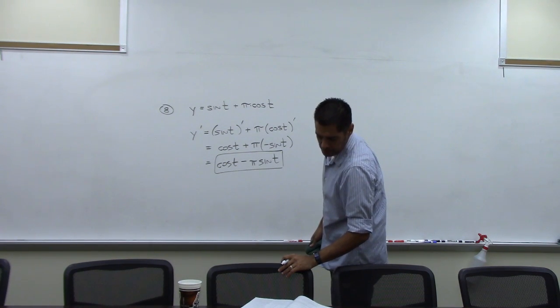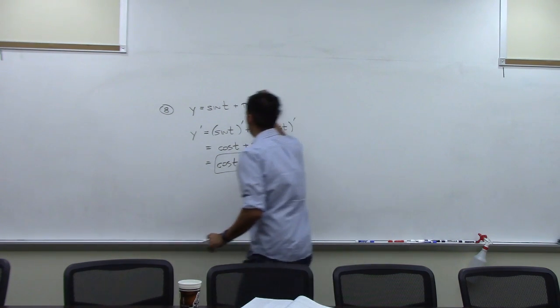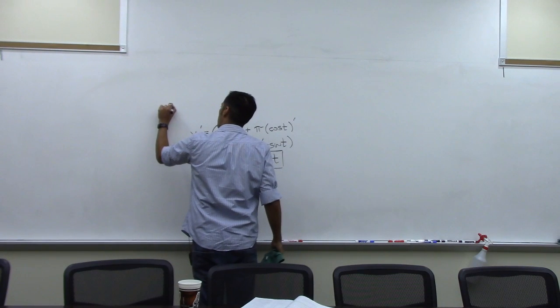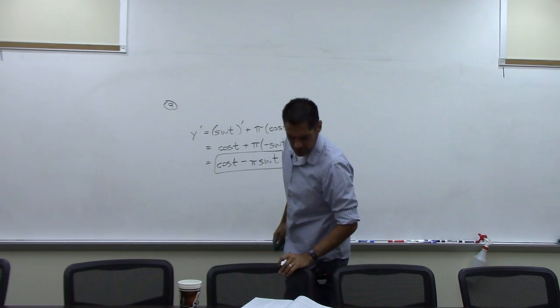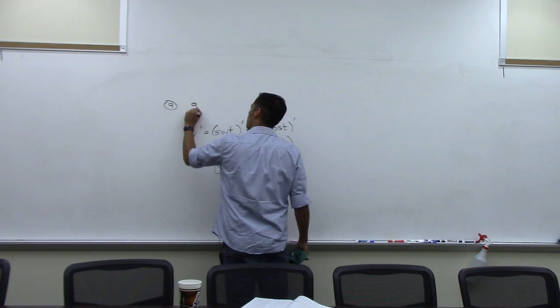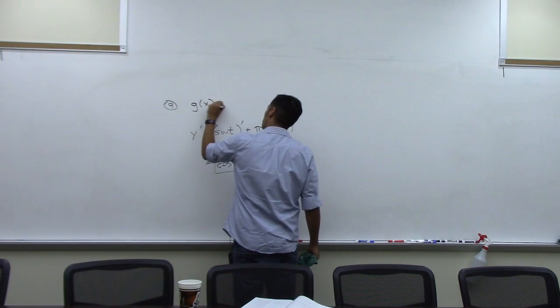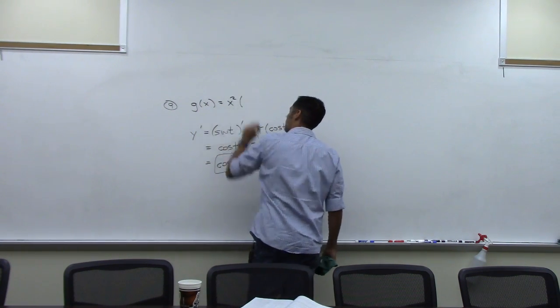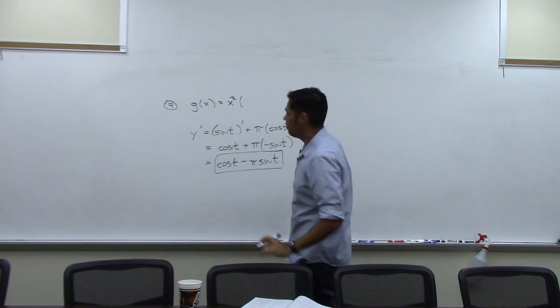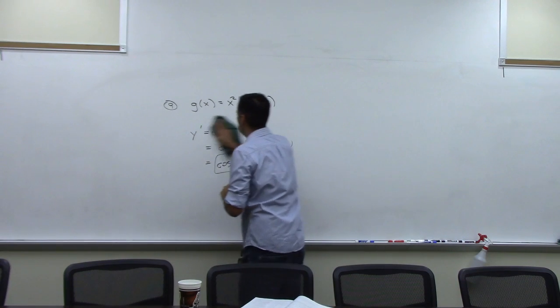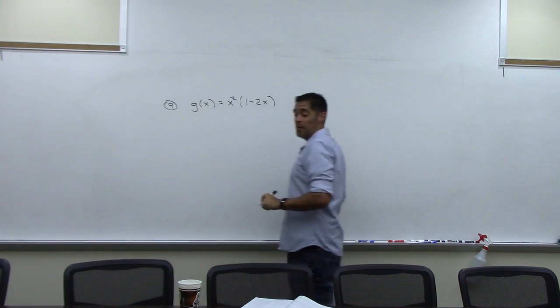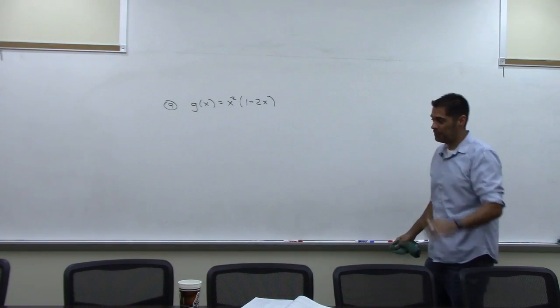Okay, number 9, x squared times 1 minus 2x. g of x, x squared. My brain is not turned on yet. It's Friday morning. It's like 8 o'clock in the morning. So I apologize ahead of time.